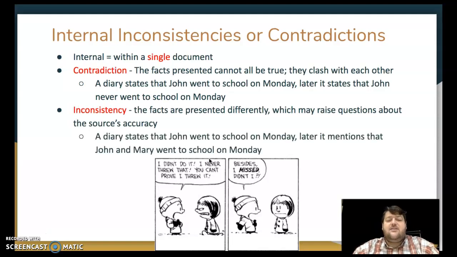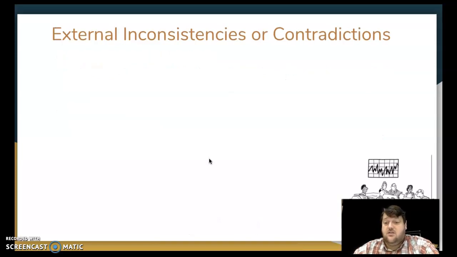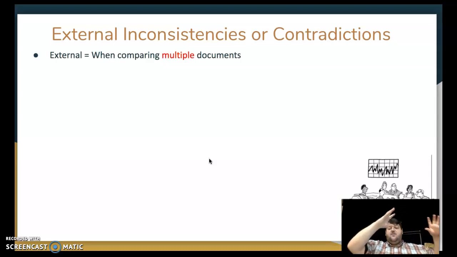Okay, so a diary states that John went to school on Monday. Later it mentions that John and Mary went to school on Monday. Why didn't it mention Mary the first time? That's weird. Let me start checking a little closer. If you see a contradiction, you have to consider throwing the document out. If you see an inconsistency, you have to check a little deeper and make sure that there's not some definite problems. Okay? External consistency is the same thing, except it's when you're comparing this item to another document.